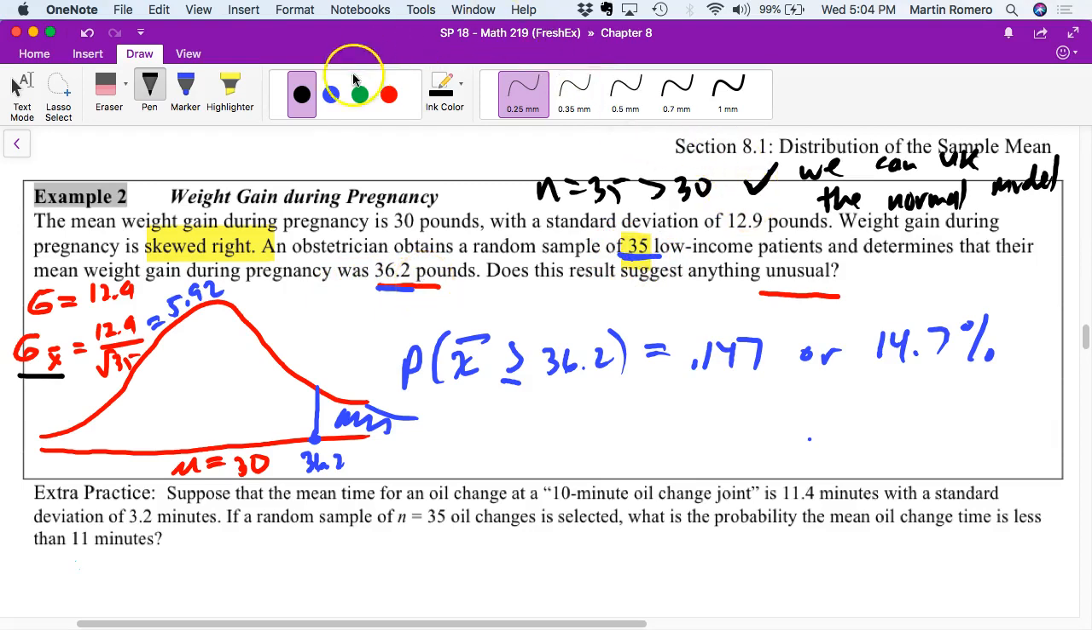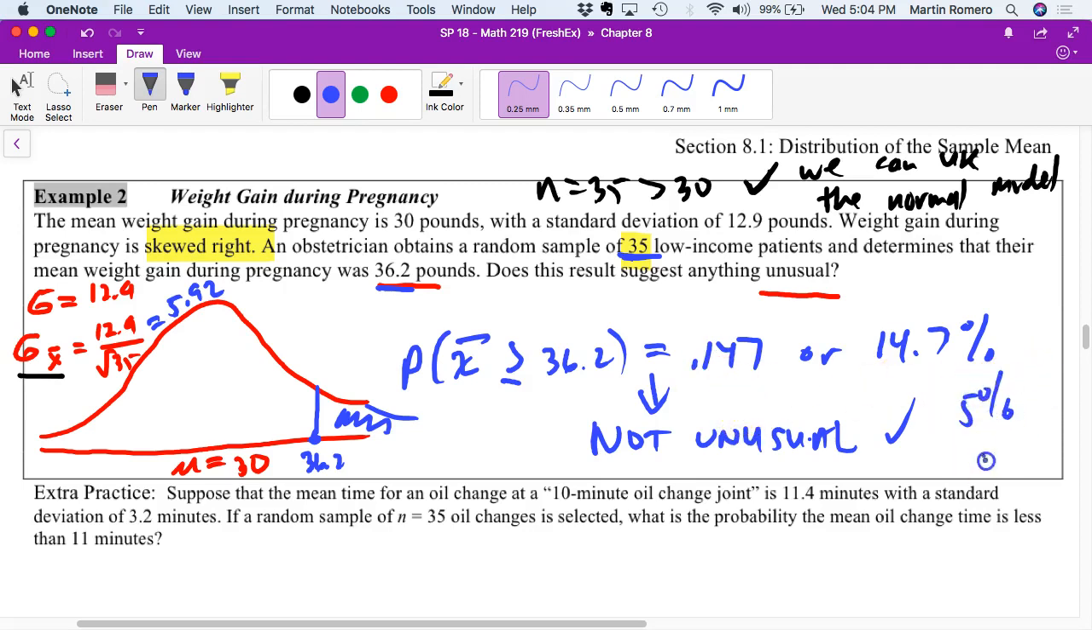Is this unusual? What's your answer? This is not unusual, right? Why is it not unusual? Because it's greater than 5%. Not unusual here. We have the 5% rule that you need to be mindful of.